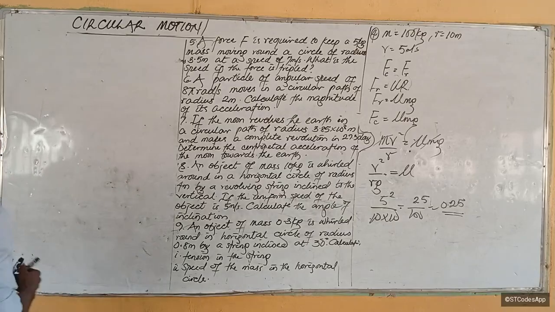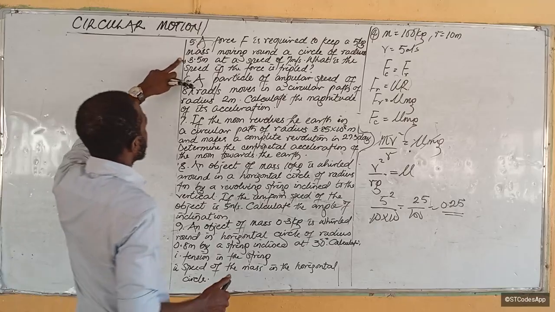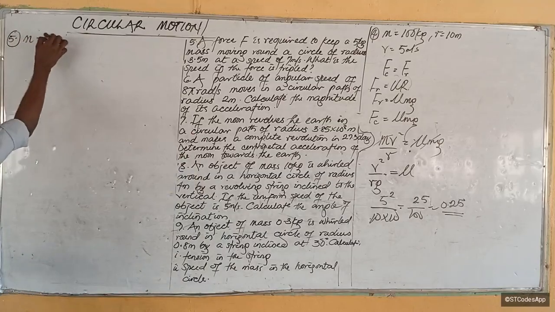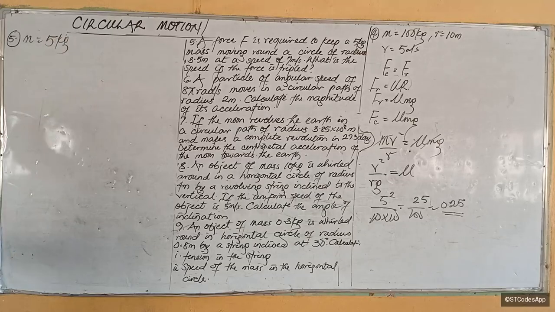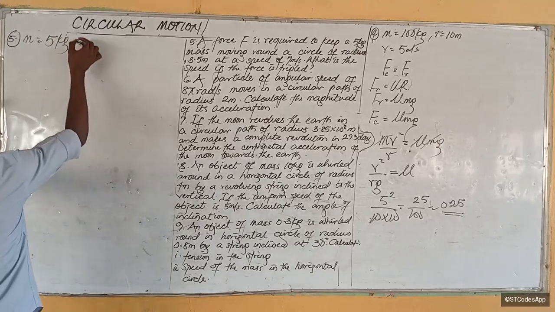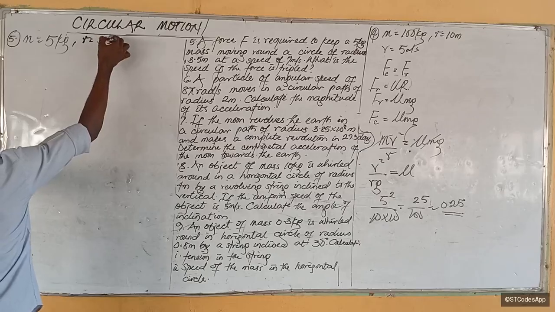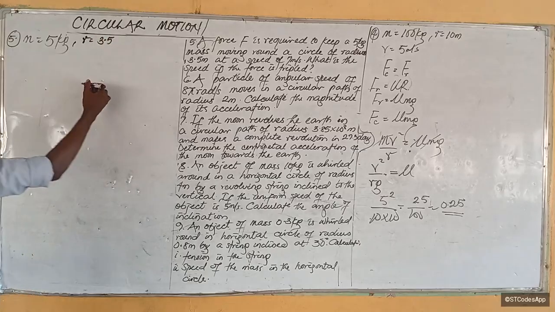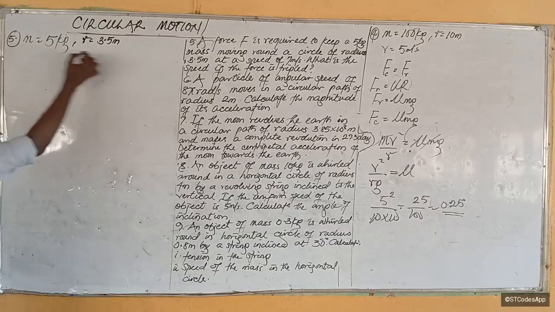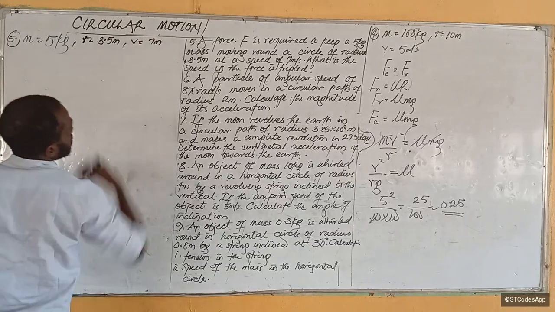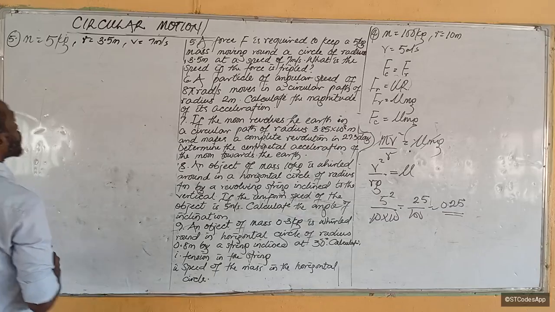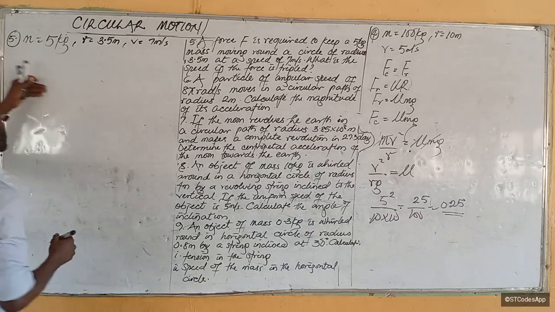Now for the next one, number 5. A force F is required to keep a body of mass 5 kg moving in a circular path of radius 3.5 meters at a speed of 7 meters per second. What is the speed if the force is tripled? Okay, we triple the force.